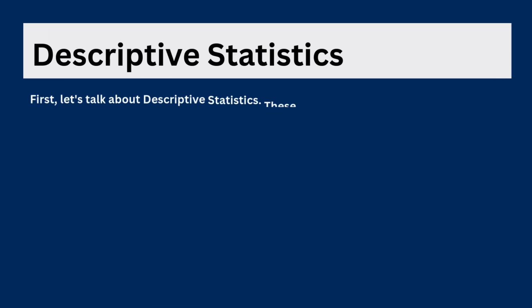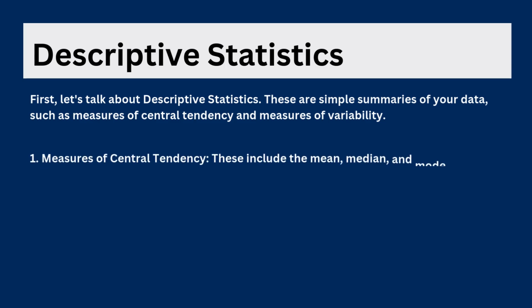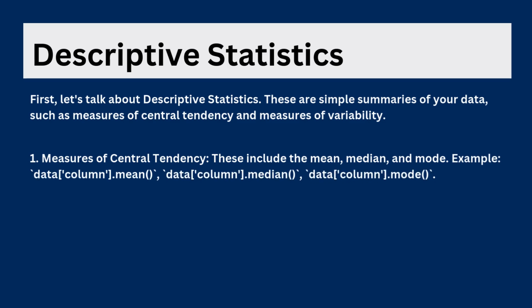First, let's talk about descriptive statistics. These are simple summaries of your data, such as measures of central tendency and measures of variability. 1. Measures of central tendency. These include the mean, median, and mode. Example: data[column].mean(), data[column].median(), data[column].mode().